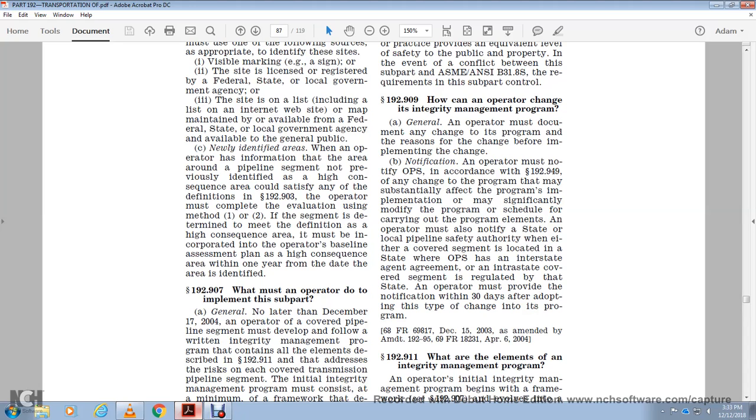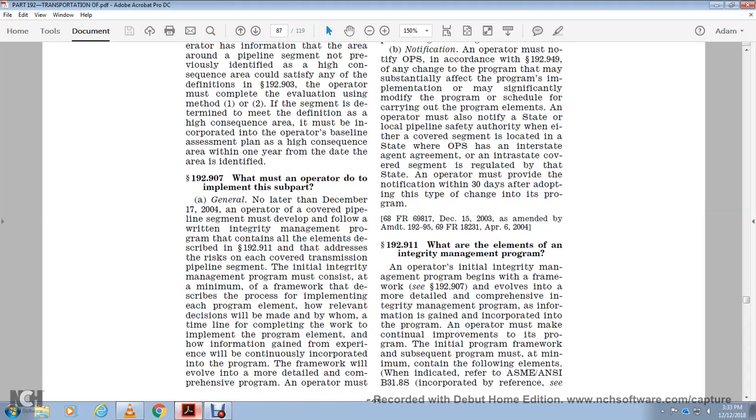The operator must notify the Office of Pipeline Safety, as stated in 192.949, of any change to the program that substantially affects the program's implementation or may significantly modify the program schedule for carrying out the program elements. The operator must also notify the state or local pipeline safety authority when a covered segment is located within the state, where the Office of Pipeline Safety has an interstate agent agreement with the state, or the covered segment is regulated by the state. The operator must provide the notification within 30 days of adopting the type of change to the program.